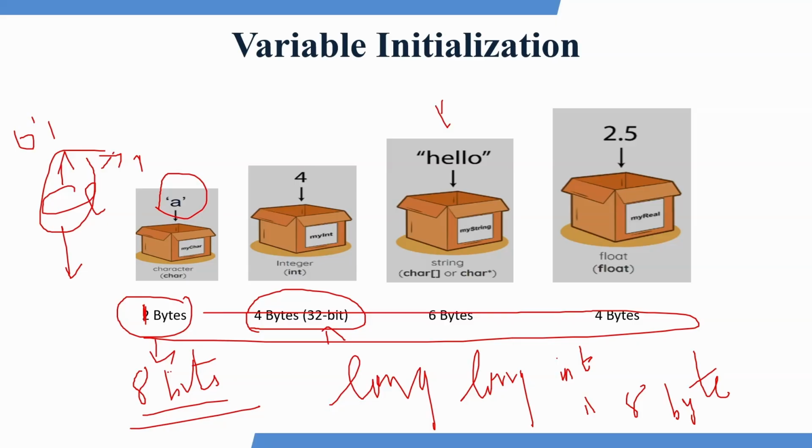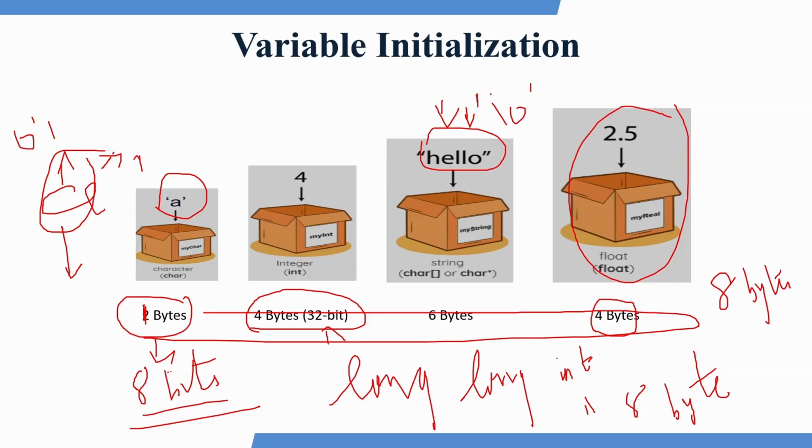Whereas for a group of characters, that is a string, if we want to store a group of values, how many characters are there? 5 characters. Along with that, one extra space will be allocated to store a null value, which indicates the end of the string. That concept we will study later. The next one is float. To store float type values in C language, 4 bytes of memory will be used. If it is a double type value, 8 bytes of memory will be allocated.